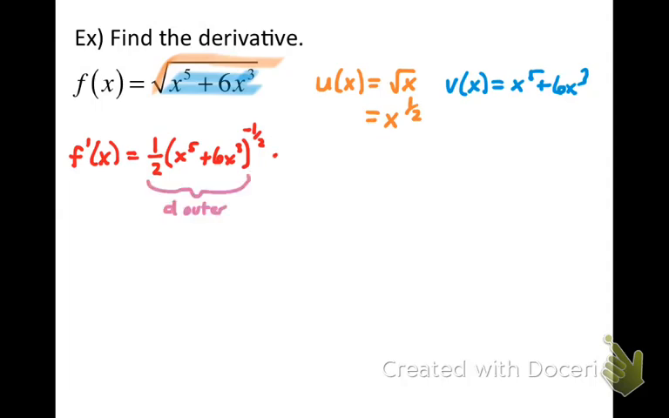Now let's multiply that by the derivative of our inner function, v of x, x to the fifth plus 6x cubed, and of course its derivative would be 5x to the fourth plus 18x squared. Okay, so we've taken care of business there, other than just making this look as neat as possible. So let's rewrite the function so that it is in its simplest form and looks as concise as it can be, as it wouldn't technically be in simplest form.